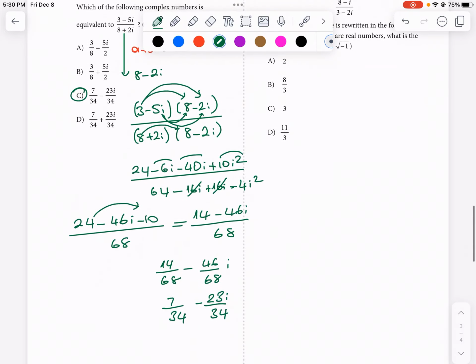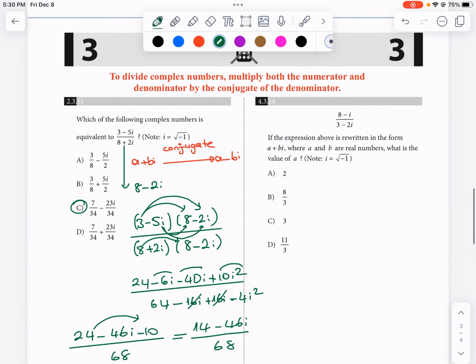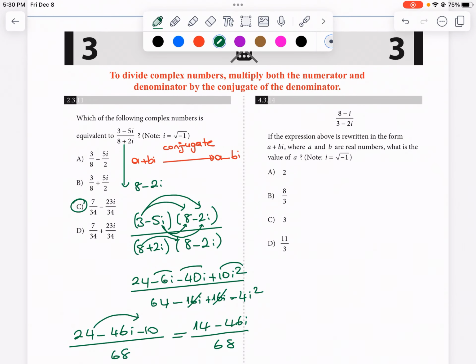Next question. It is going to be, I believe, our last question. Okay, so we use the same way. We multiply both numerator and denominator by the conjugate of the denominator, which is 3 plus 2i. Okay, so 8 times 3 makes 24. 8 times 2i makes 16i. And then negative i times 3, negative 3i. Negative i times 2i makes negative 2i squared.